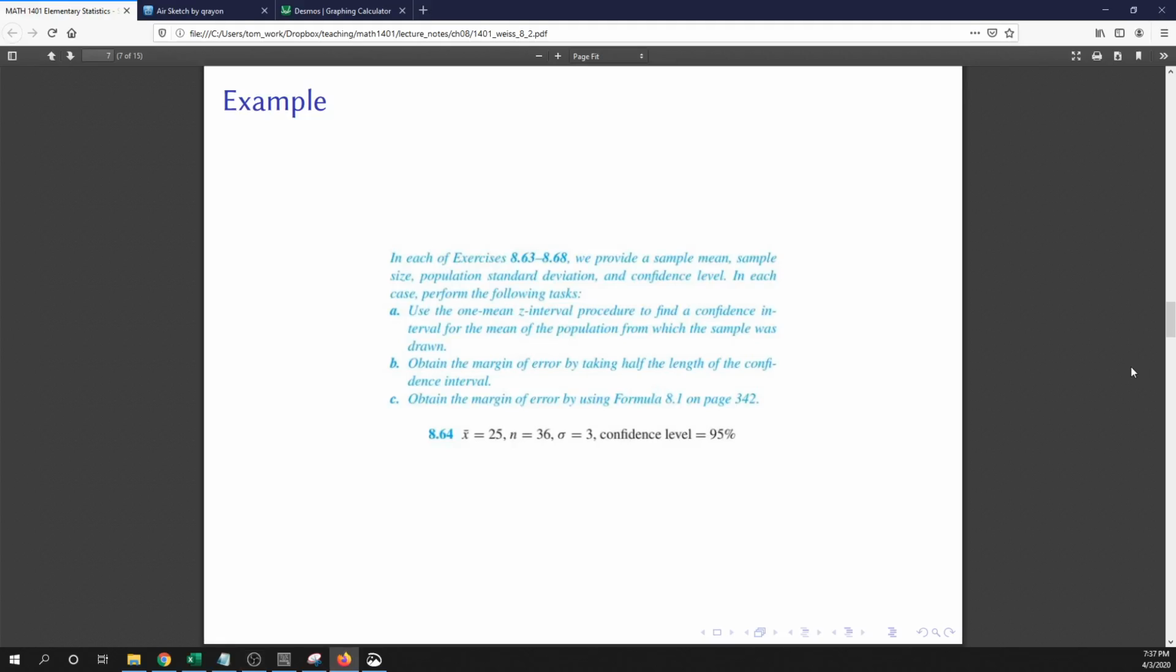In this video, we are going to work problem 8.64 from our book. It says, we provide a sample mean, sample size, population standard deviation, and confidence level. In each case, perform the following tasks. A, use the one mean z interval procedure to find a confidence interval for the mean of the population from which the sample was drawn. All right, so part A.